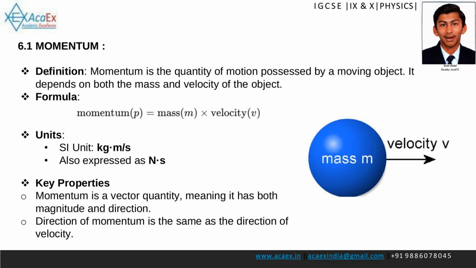Key properties. Momentum is a vector quantity, which means it has both magnitude and direction. The direction of the momentum is the same as the direction of the velocity.